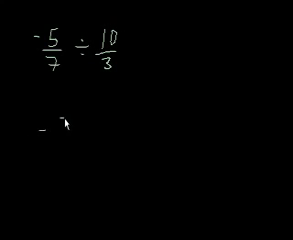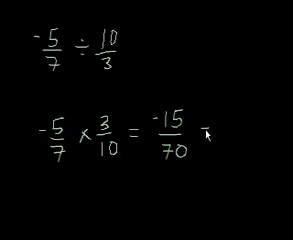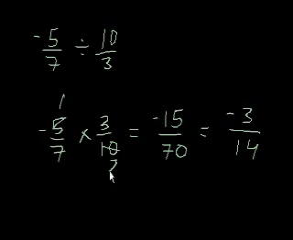Well, this is the same thing as minus 5 over 7 times 3 over 10. I just multiplied by the inverse. That's all I keep doing over and over again. Minus 5 times 3, minus 15. 7 times 10 is 70. If we divide the numerator and the denominator by 5, we get minus 3 over 14. We could have also just done it here. We could have done 5, 2, and we've gotten minus 3 over 14 as well.